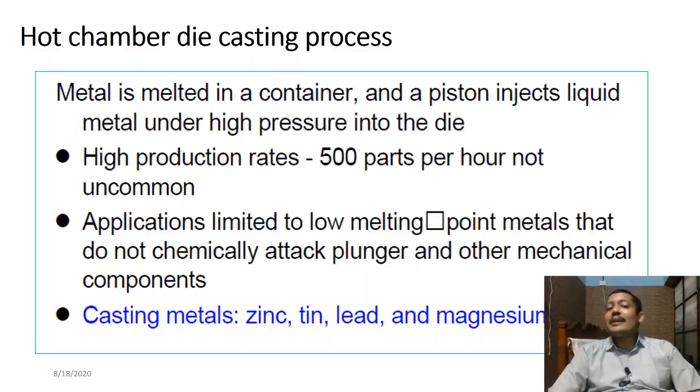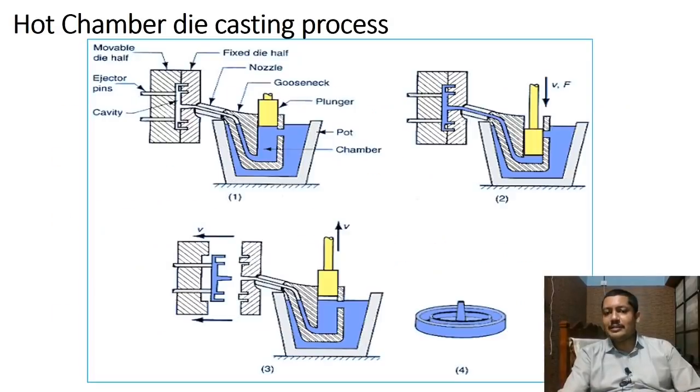So the drawback is it is limited only to low melting point metals and alloys that chemically will not attack the plunger and other mechanical components. So for example, zinc, tin, lead, magnesium, all those things, if you want to make the product out of it, you can go for the hot chamber die casting process.